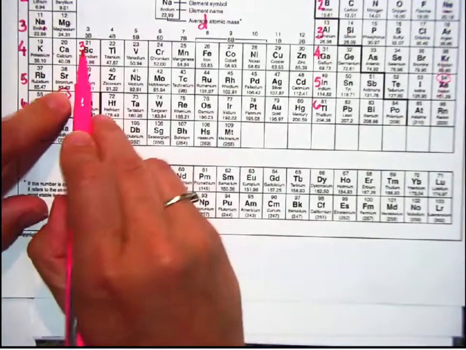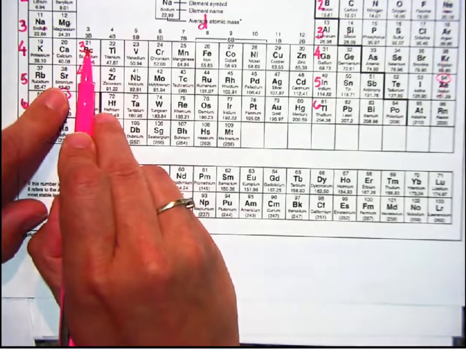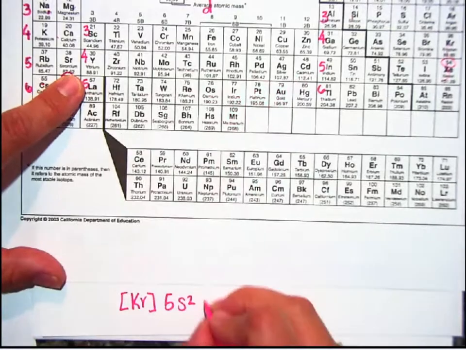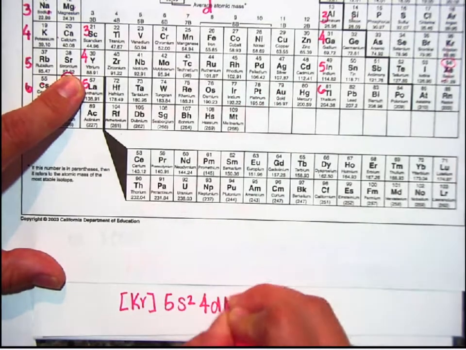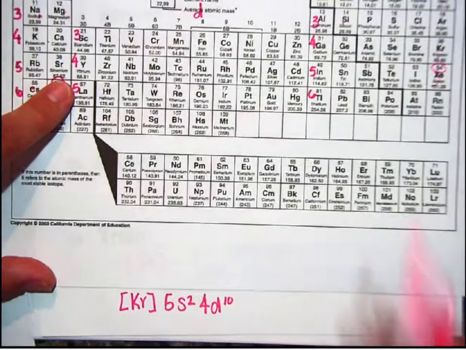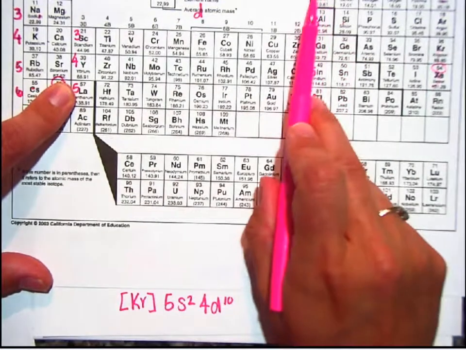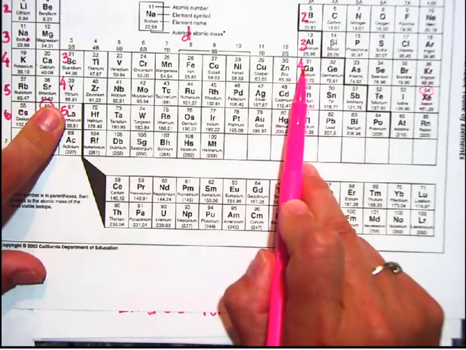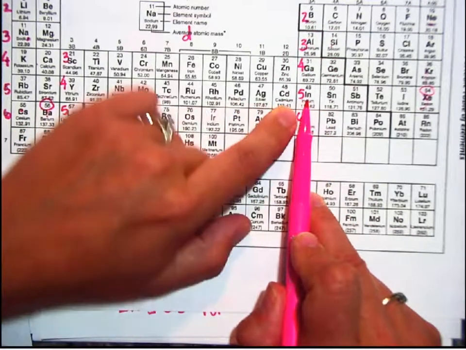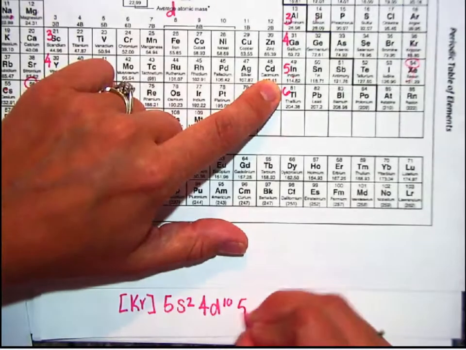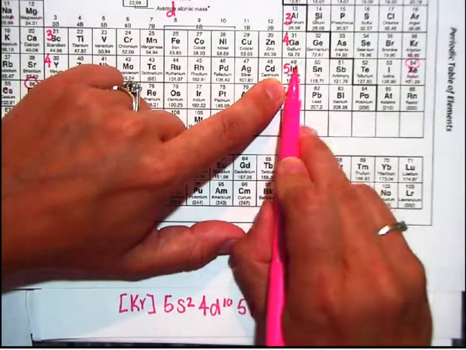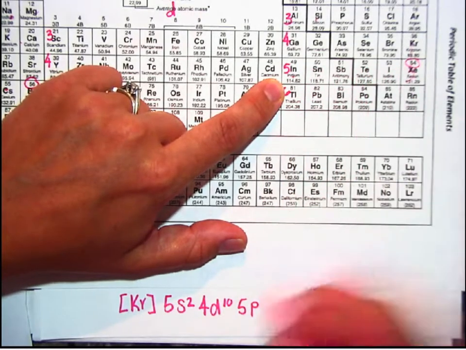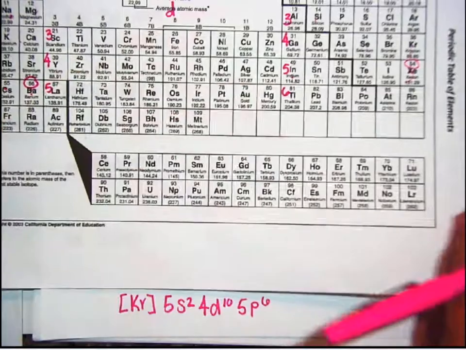The D block starts at the 3rd energy level. So this would be 4D. And again, D can hold 10 electrons. P starts at the 2nd energy level. 2P, 3P, 4P, 5P. So this is the 5P orbital. And xenon is 1, 2, 3, 4, 5, 6 in the 6th position.